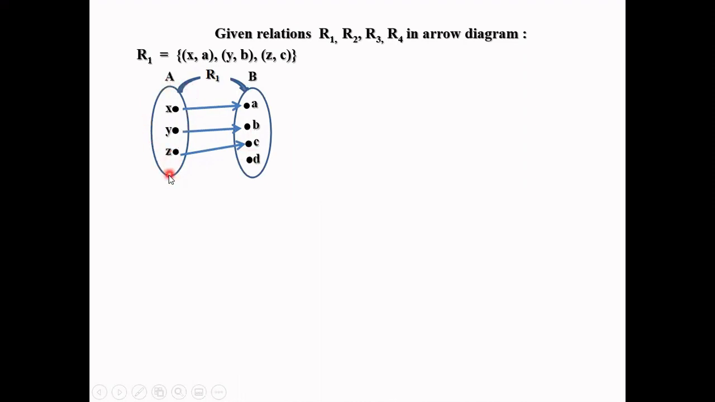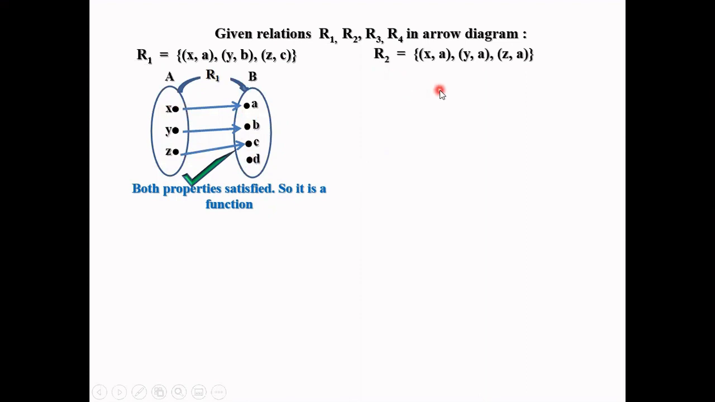Here, each and every element of set A is associated to an element in set B. There is no leftover element in set A which has no element associated in set B. So the first property is satisfied. Also, no element in set A has more than one element associated in set B. So both properties are satisfied, it is a function.